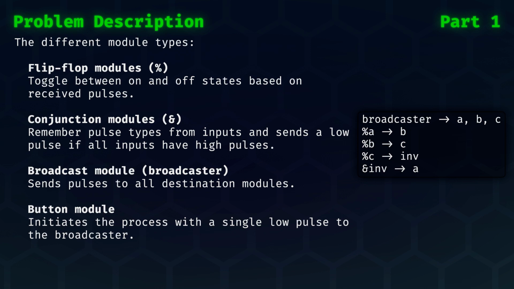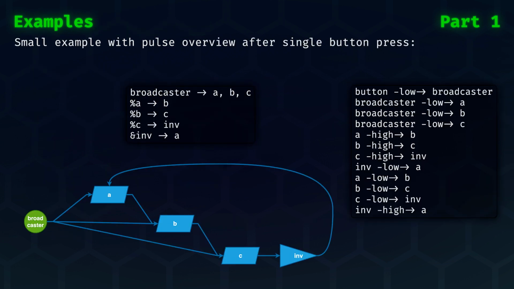Lastly, there is always a button module. This module is not explicit in the input, but when we press the button, we will cause the broadcaster to emit a single low pulse. Now let's have a look at some examples to strengthen our understanding of the problem.